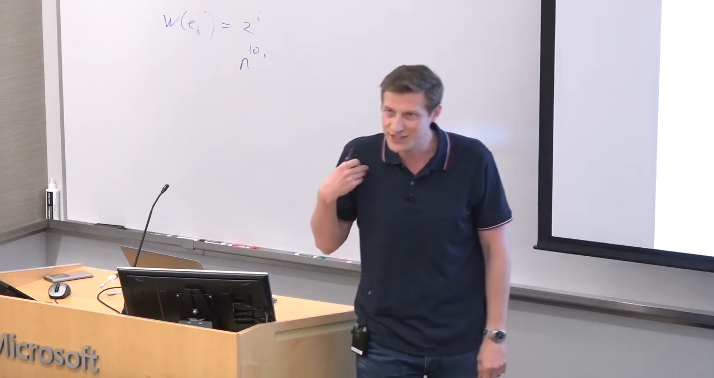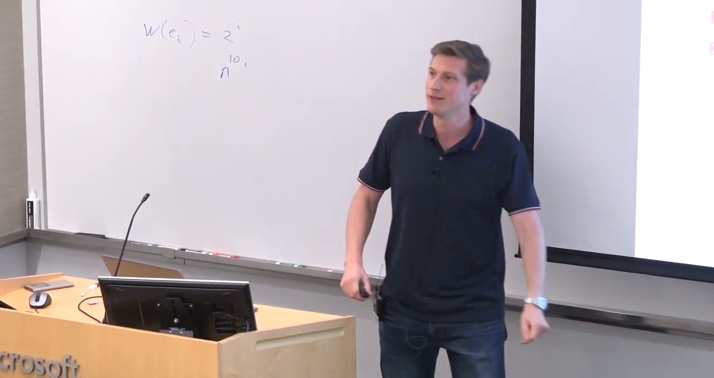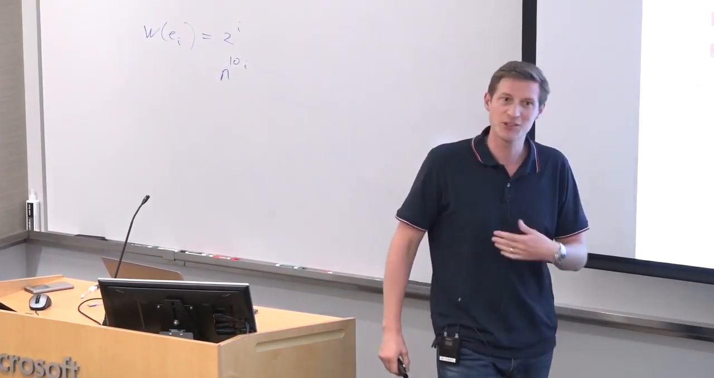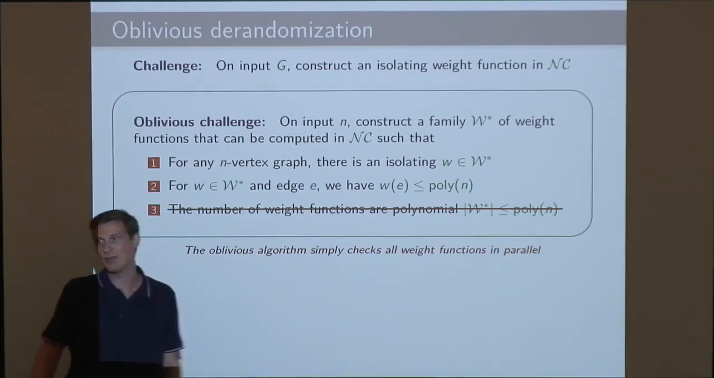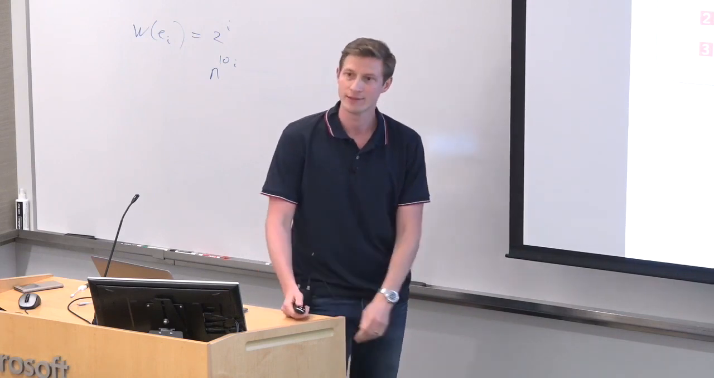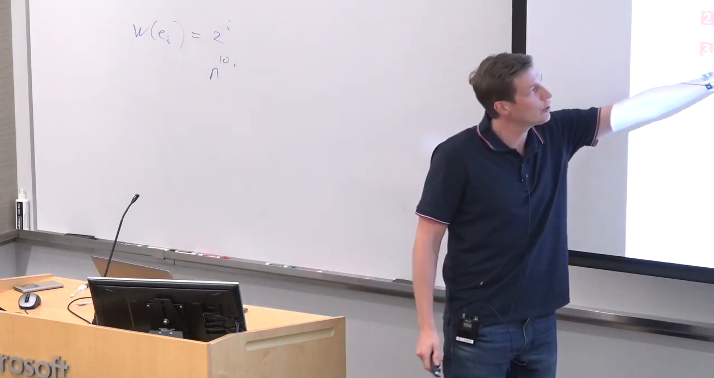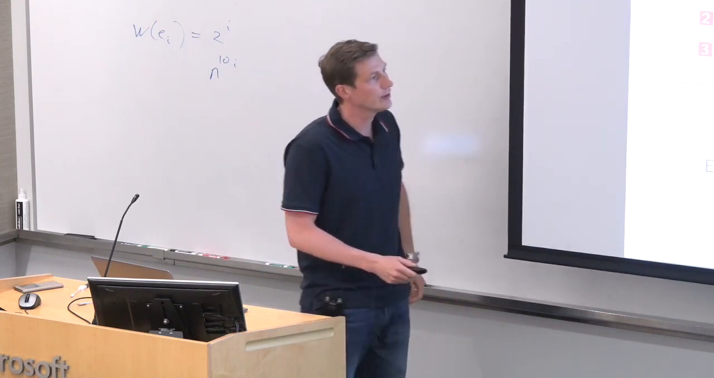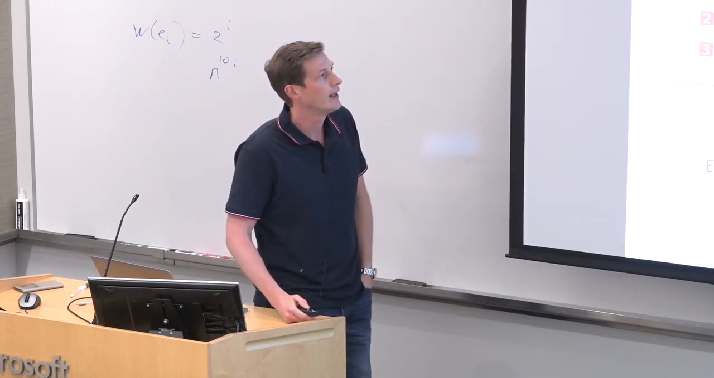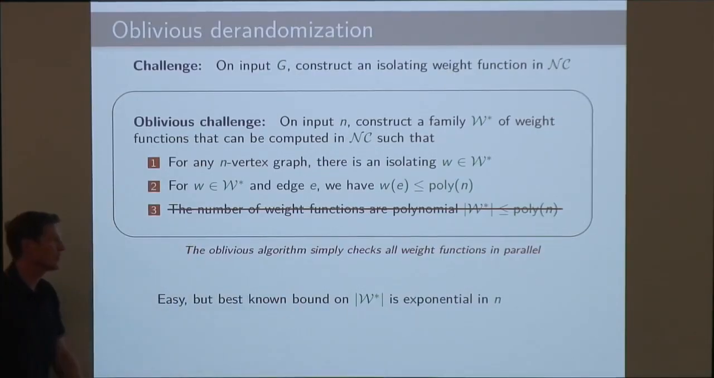But there are doubly exponentially many set families, so the isolation lemma actually works for any set family. You would not be able to do an oblivious derandomization for any set family. And we don't know how to get this. You know how to get this using randomness, but we don't know how to get this with these bounds. So the best construction is exponential in n.